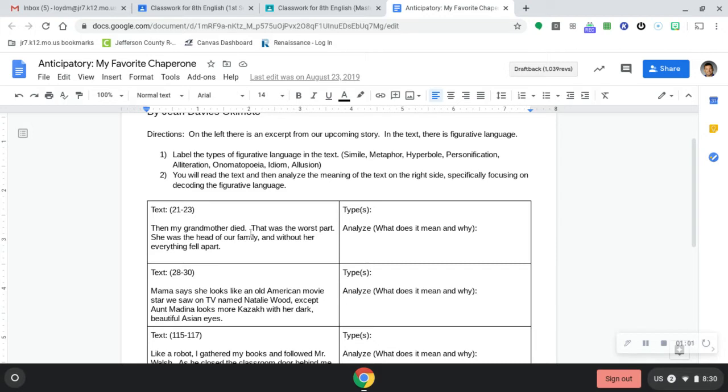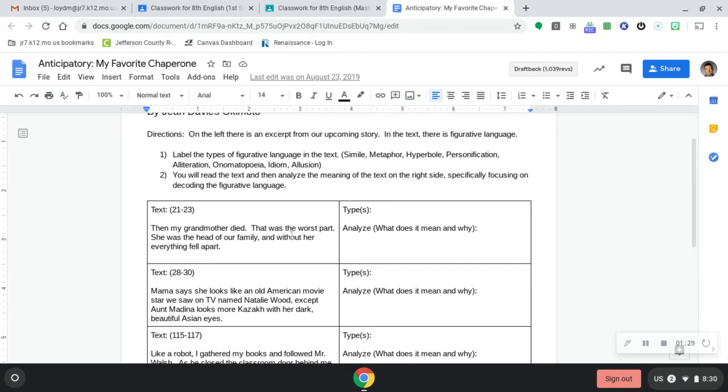There's actually two examples of figurative language in this text. The first one being the head of her family. Does the family actually have a head? It doesn't have a physical head. What they mean by head is the leader of their family. That could be a hyperbole. It could also be a metaphor relating head to leader.